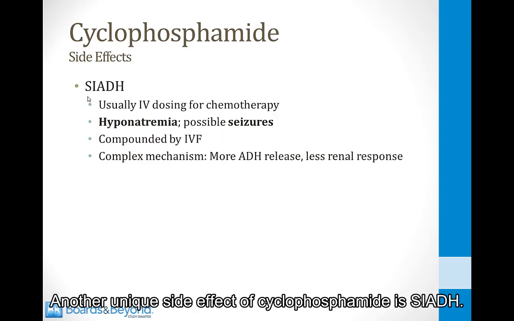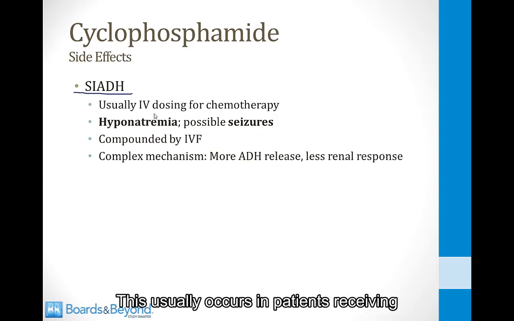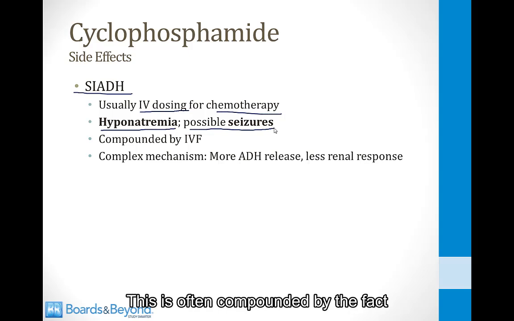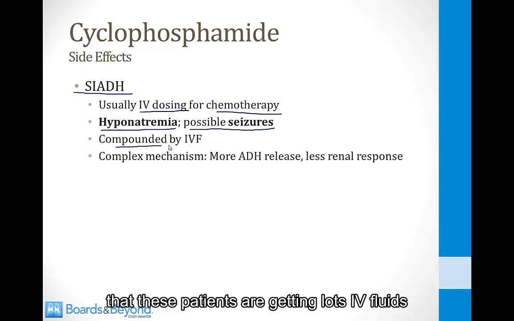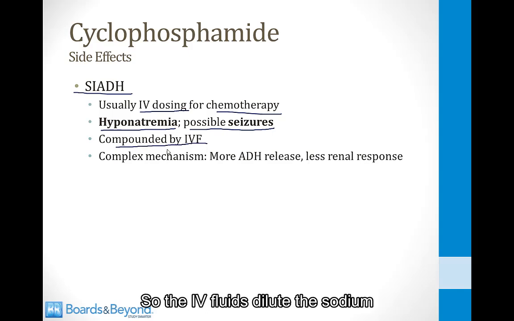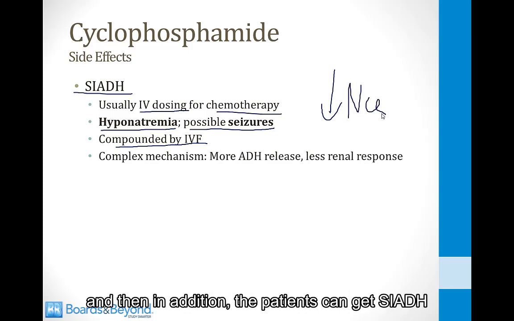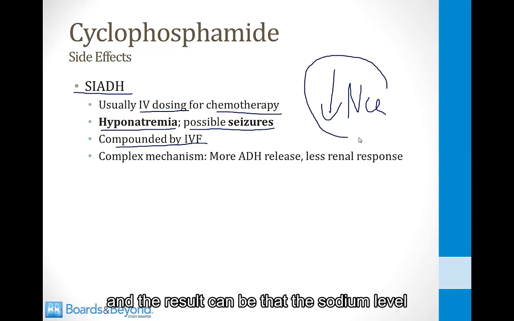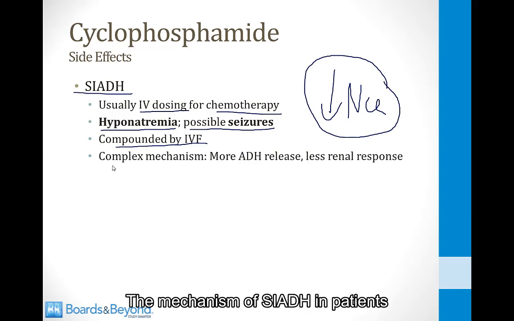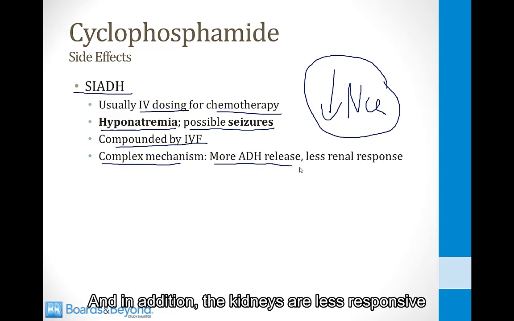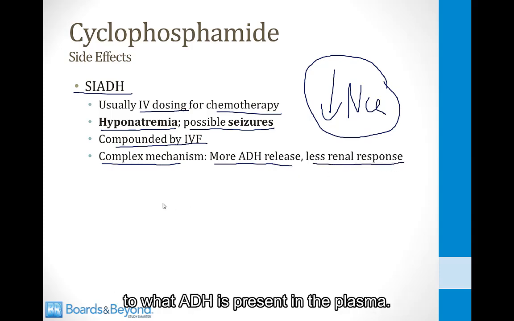Another unique side effect of cyclophosphamide is SIADH. This usually occurs in patients receiving IV cyclophosphamide for chemotherapy. They can develop hyponatremia, which can possibly lead to seizures. This is often compounded by the fact that these patients are getting lots of IV fluids to prevent cystitis. So the IV fluids dilute the sodium and lower the sodium level in and of themselves, and then in addition the patients can get SIADH, and the result can be that the sodium level can get very, very low. The mechanism of SIADH in patients on cyclophosphamide is complex. There is evidence that there's more ADH release when you are taking cyclophosphamide, and in addition the kidneys are less responsive to what ADH is present in the plasma.